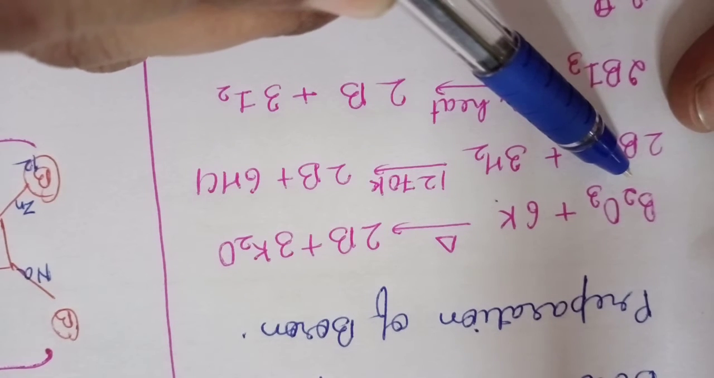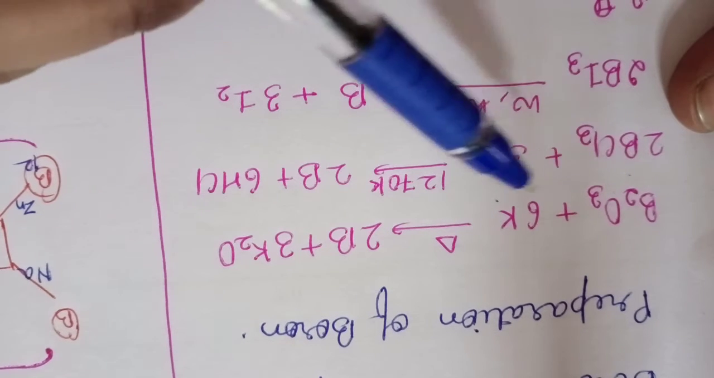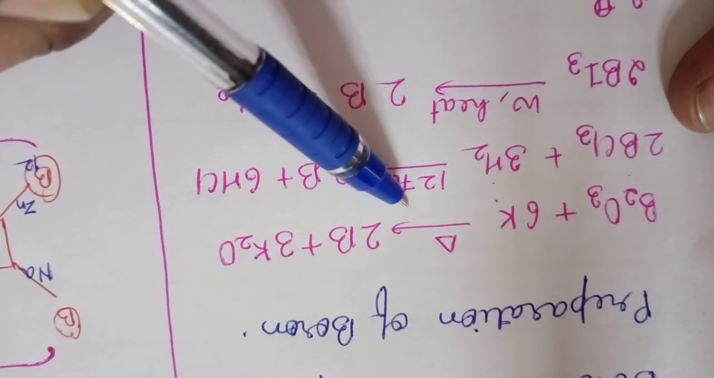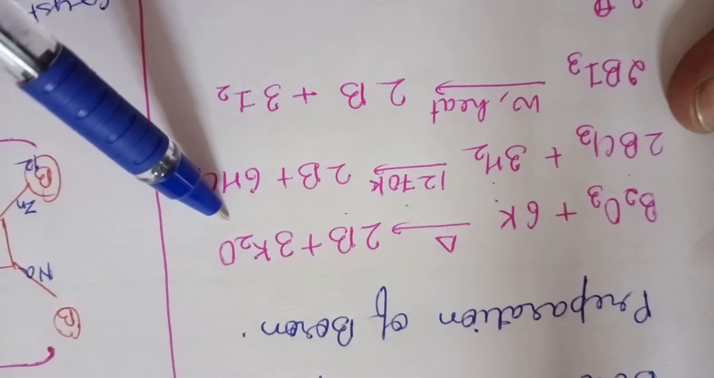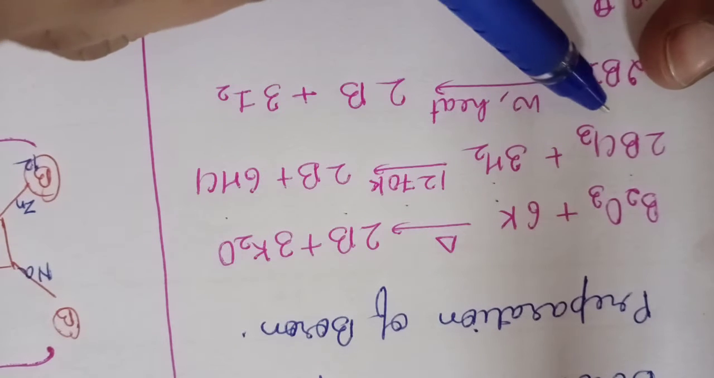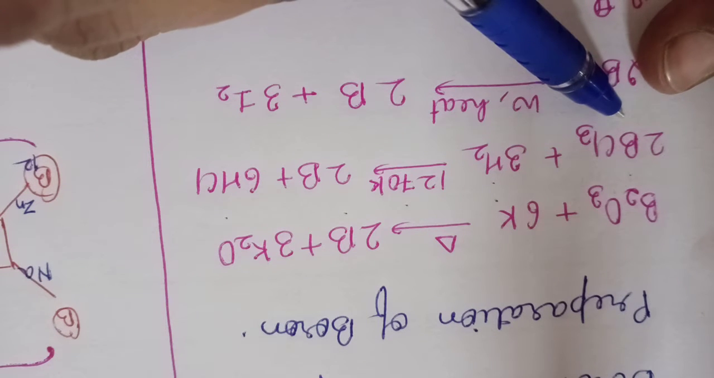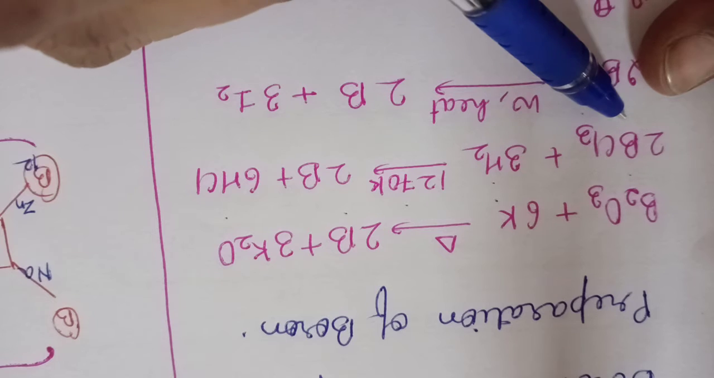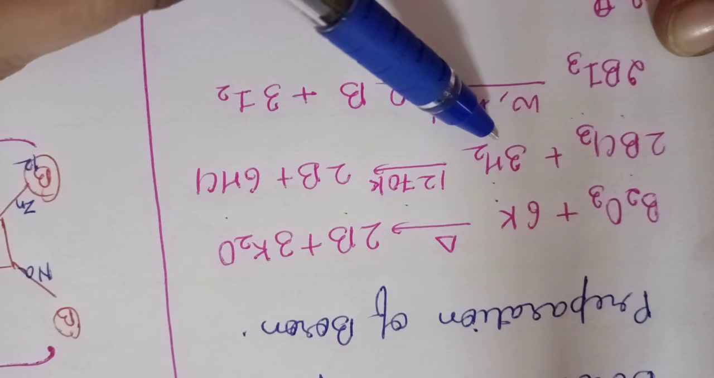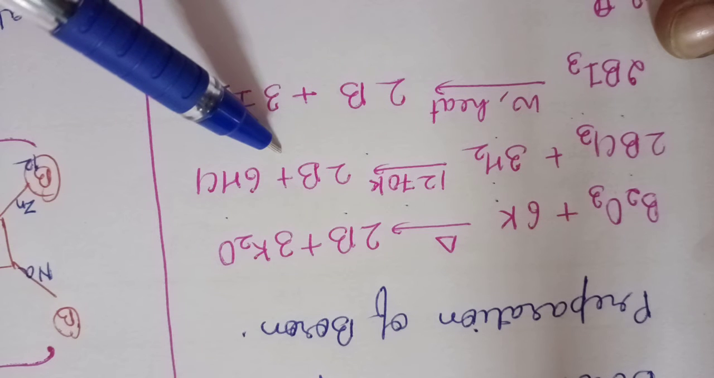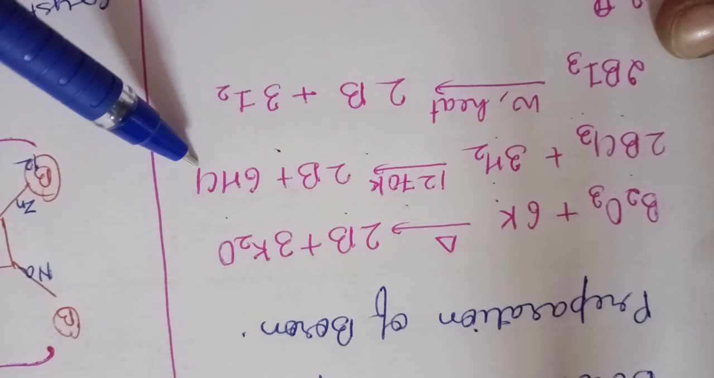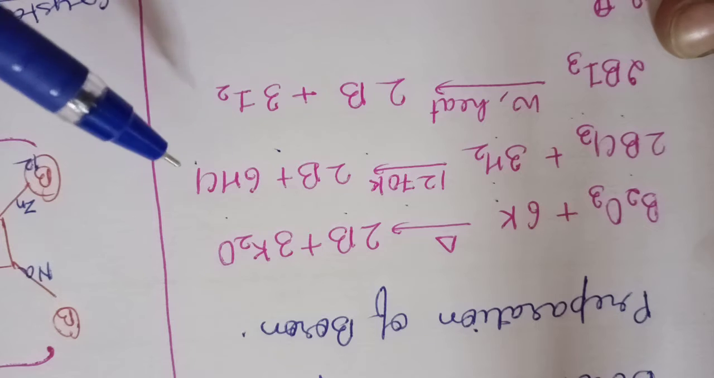So, boron oxide B2O3, when it is treated with potassium on heating, will give us pure boron with potassium oxide. Next, if we treat boron halide, that is boron chloride, with hydrogen at 1270 Kelvin, it again forms boron with molecules of HCl.